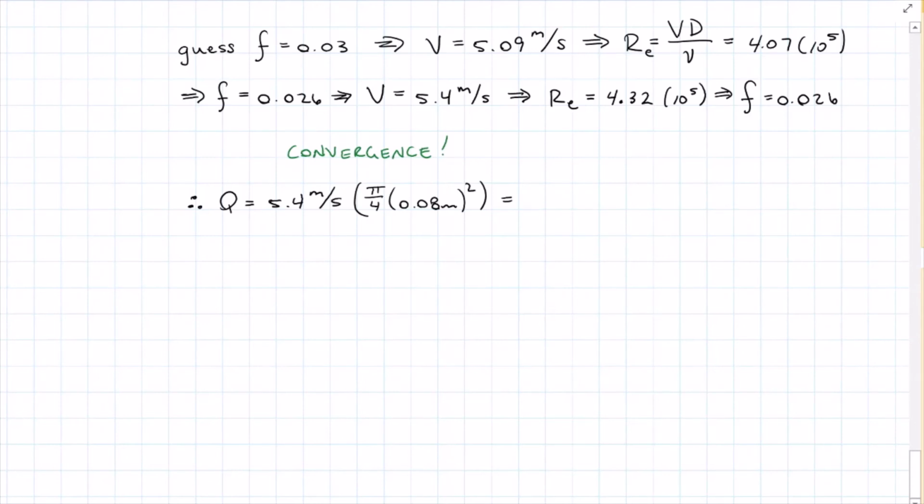And that gives me a flow rate of 0.027 meters cubed per second through that pipe from tank 1 to tank 2.